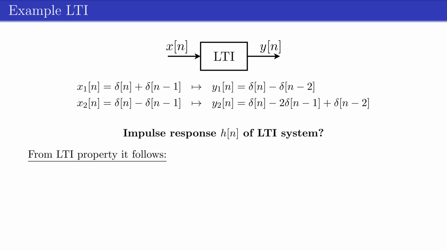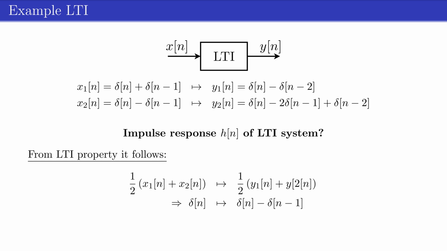From the linearity property of the system, it follows that linear manipulations to input signals lead to the same linear manipulations of the output signal. This implies that the addition of x1[n] plus x2[n] divided by 2 results in y1[n] plus y2[n] divided by 2. When adding x1[n] plus x2[n] and dividing by 2, we obtain delta[n]. On the other hand, when adding y1[n] plus y2[n] and dividing by 2, we obtain, for the output, delta[n minus 1].